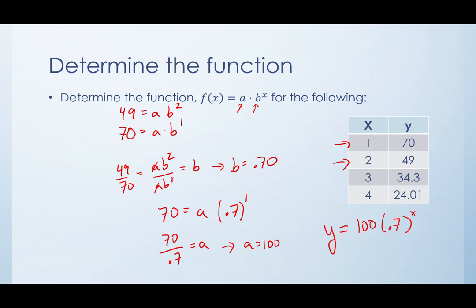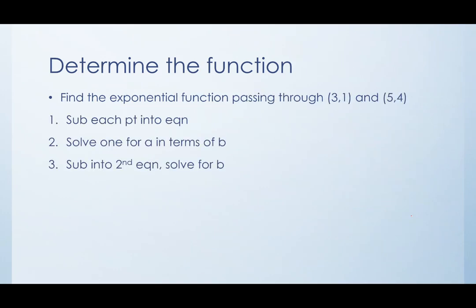And you can pick any two of the points that you're given in the table, and you're going to be able to solve it. But usually you go with the smaller x values. All right, so here we're going to do the same thing, but I'm only going to give you 2 points. So be careful, because in chapter 4, it was find the linear function passing through 2 points. Now we are finding the exponential function.